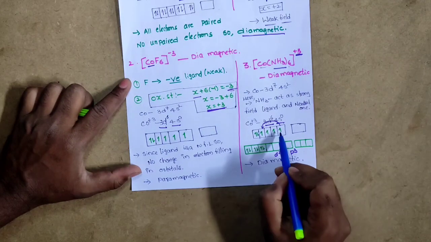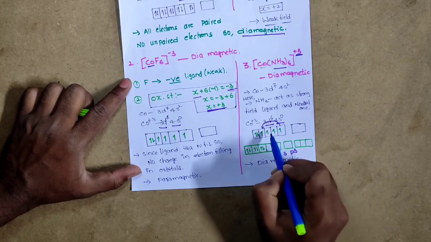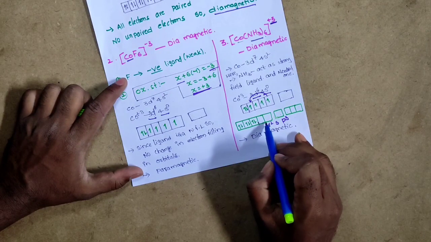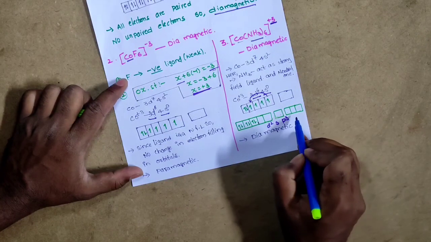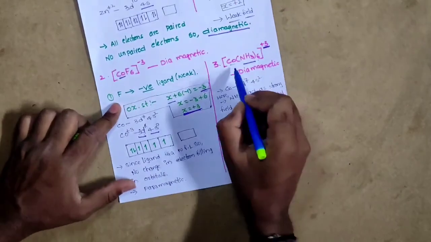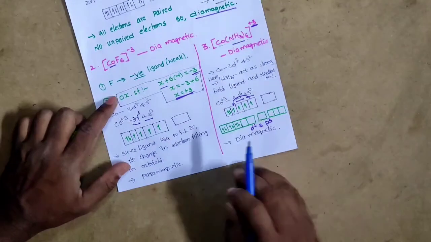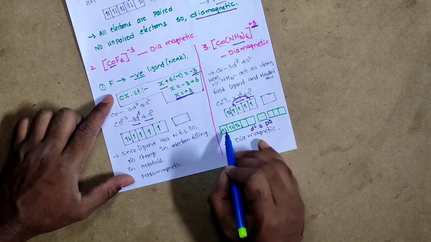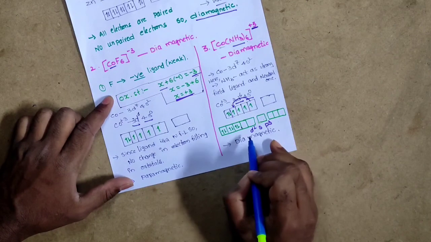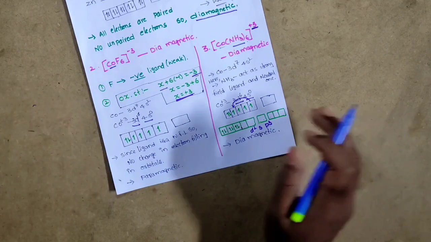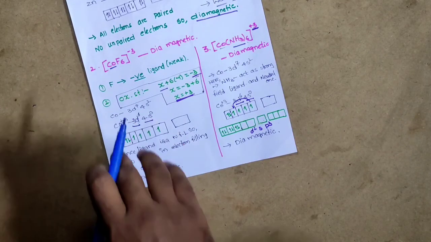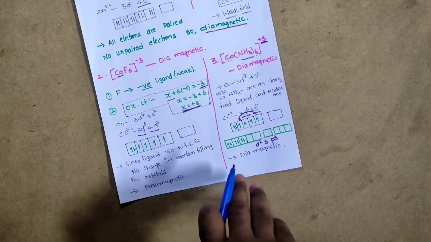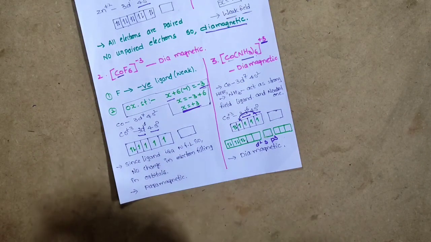So the electrons are paired up, and we have the empty d orbitals and empty s and p orbitals. Therefore the hybridization for this cobalt hexammine complex is d2sp3, and here all the electrons are paired up. Therefore the given complex is diamagnetic, and this is the way to calculate whether the compound is diamagnetic or paramagnetic, and this is the way to identify the hybridization of the given complex.